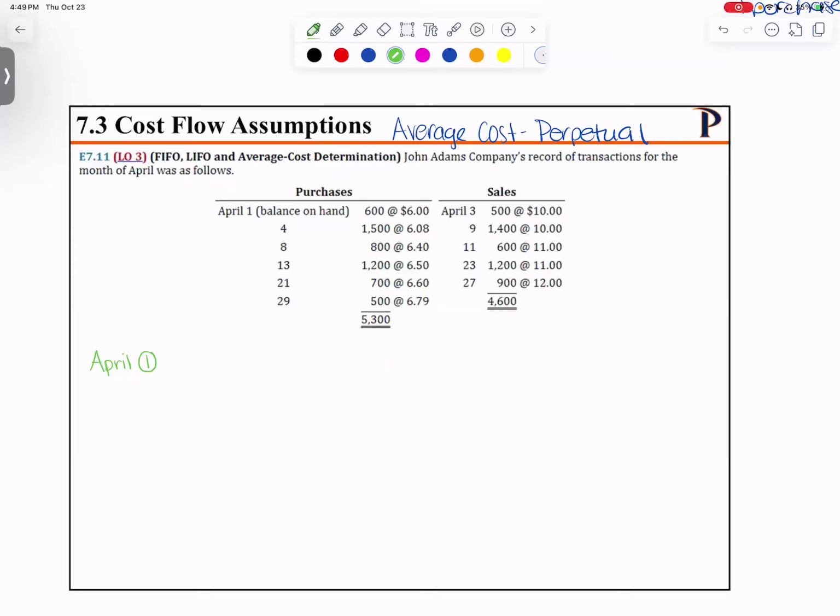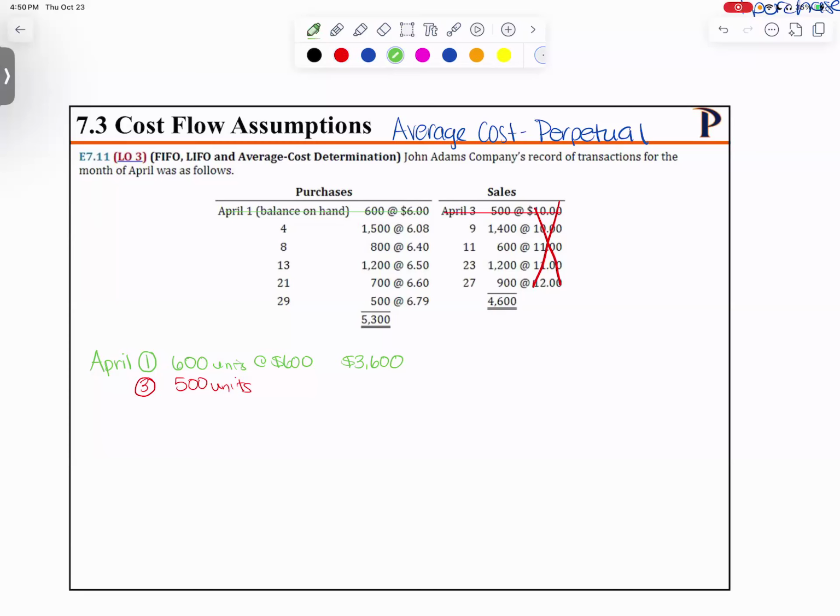So on April 1st, we purchased 600 units at $6 each, which gave us a total inventory value of 3,600. Then I also like to mark through as we go so I don't forget anything. On April 3rd, we sold 500 units at $100. So here we're going to reduce our inventory by 500 units. This is a sales price, which we don't really care about right now because we're just focused on cost of goods sold and ending inventory. We're not focused on recording our sales revenue.